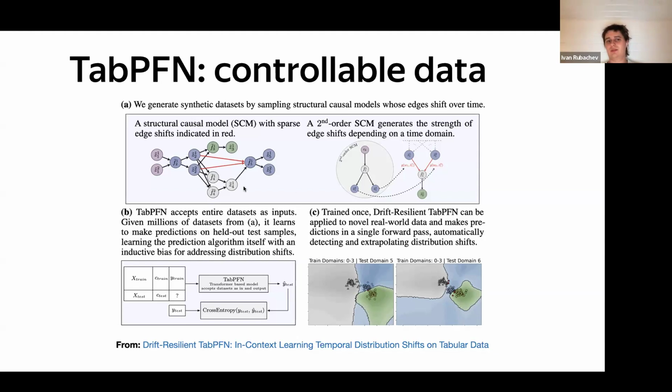So here they progressively, with the time step, introduce changes into the causal graph, which is used to sample the features for synthetic datasets. And then they show that when you train a TabPFN on this specifically controlled generation setup, it starts to adapt to data distribution shifts. I guess we can think of many things that we can control in such a way in the future. Yeah, if there are any questions.